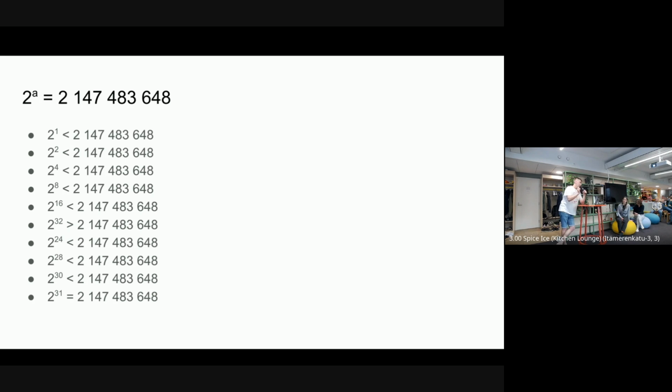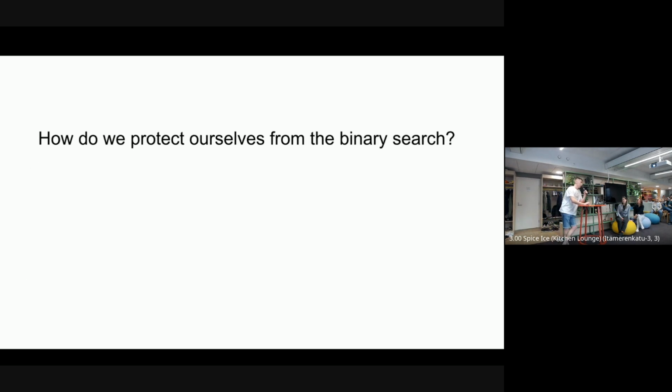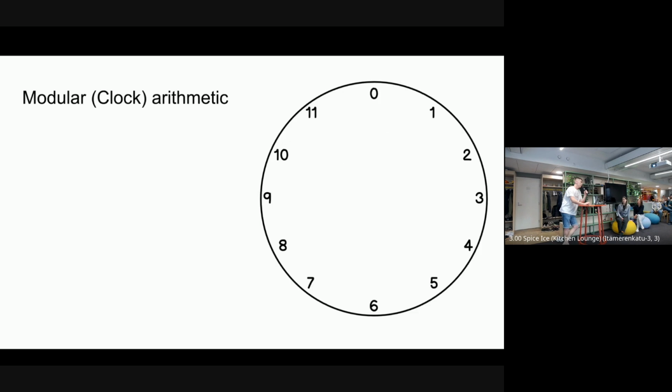So how do we protect ourselves? The key thing that this algorithm depends on is this ability to compare numbers. If we break this ability to compare, now this super efficient algorithm cannot be used. How do we do this? We use modular arithmetic, or clock arithmetic. Basically, it's getting a remainder from the division, right?